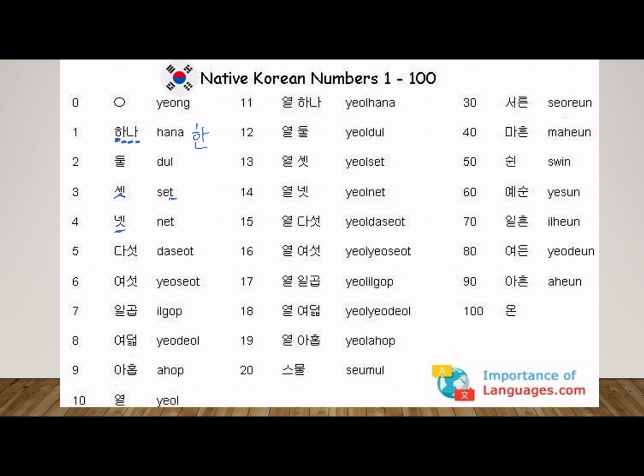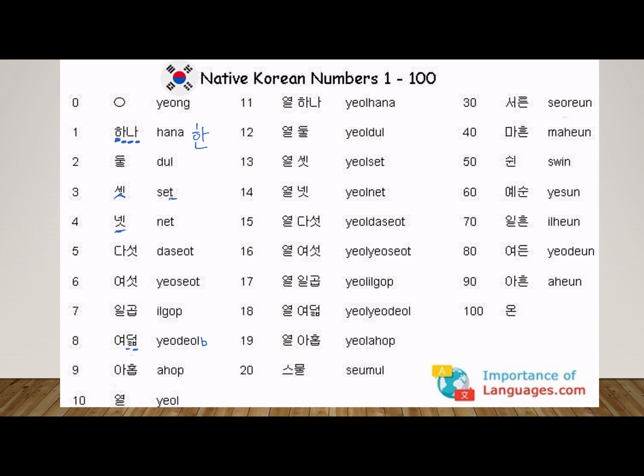Then 5 is daseot. 6 is yeoseot. 7 is ilgop. 8 is yeodeol, and you see the batchim here is rieul and bieup. I don't really know why it doesn't show, because I wouldn't say the bieup is silent. 9 is ahop, and then 10 is yeol.